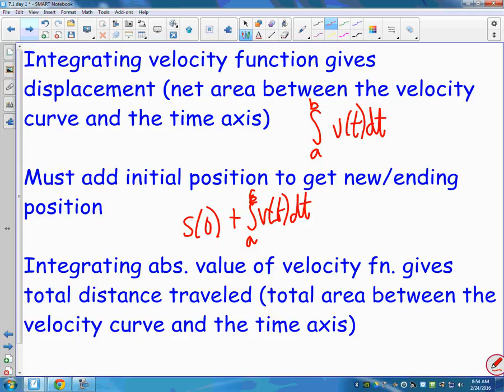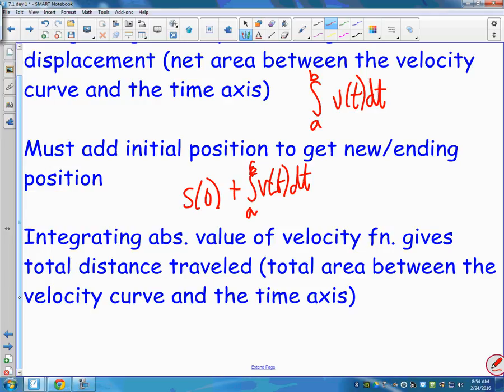And if they talk about total distance, remember that total, just count the whole movement, positive and negative, just make it positive. So that is the absolute value of your velocity.